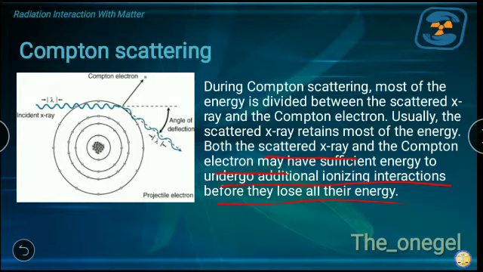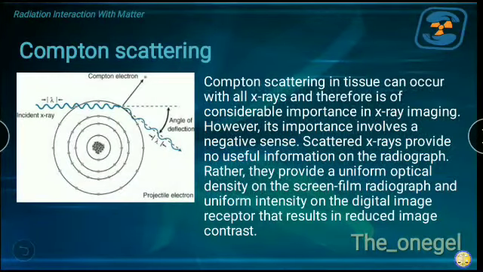So, let's discuss what can happen with Compton scattering in diagnostic radiography. Compton scattering in tissue can occur with all X-rays and therefore is of considerable importance in diagnostic imaging. However, its importance is in a negative sense. It has a bad impact on radiography. Number 1, scattered X-rays provide no useful information on the radiograph. It can only fog the film.